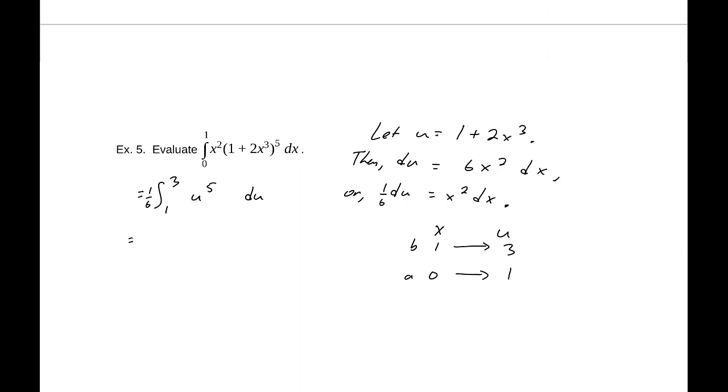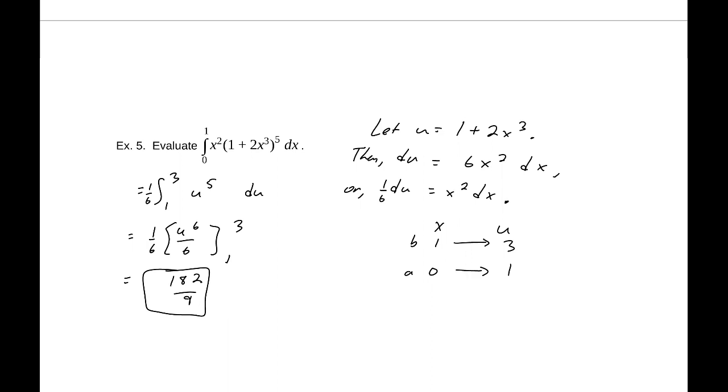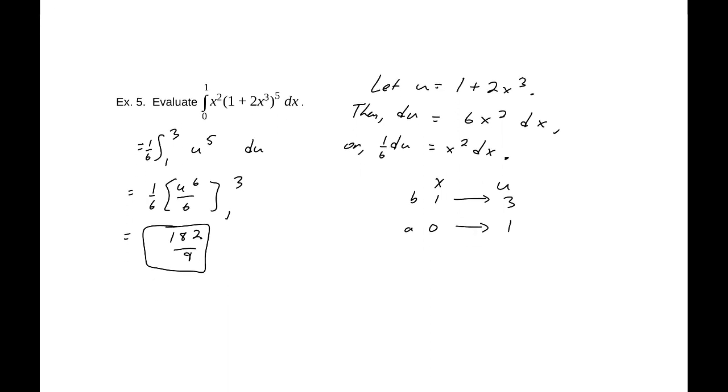One benefit to changing the limits is that I actually don't have to go back in terms of x. I can deal completely in u now. So this would be u to the 6th over 6, evaluated from 1 to 3, and I'll keep my 1/6 in there. And that should be 182 over 9. I can just evaluate those two endpoints and I'm done. I don't have to go back in terms of x because I changed those limits from limits in x to limits in u.